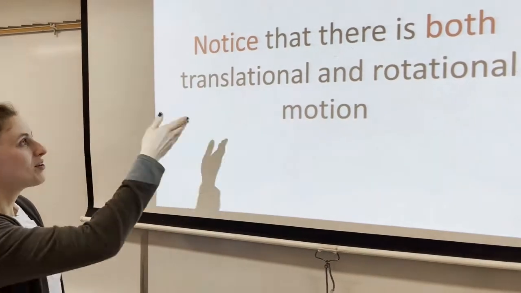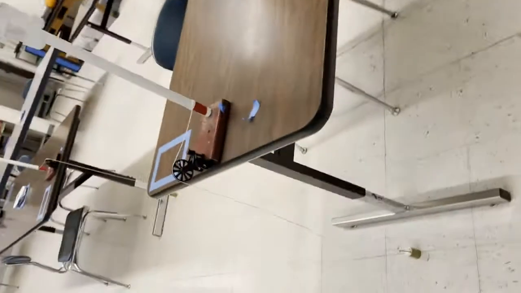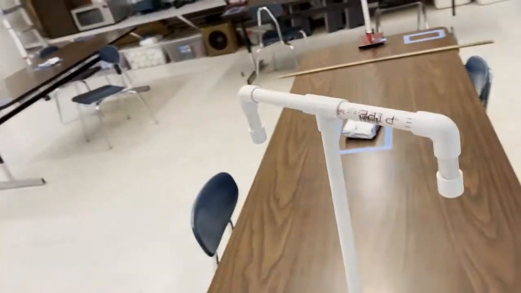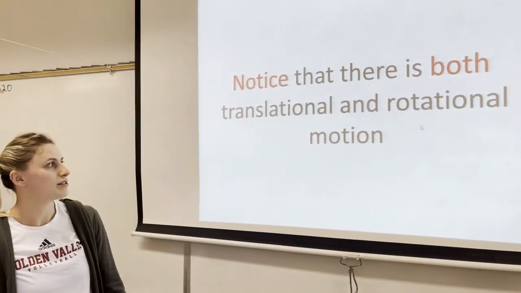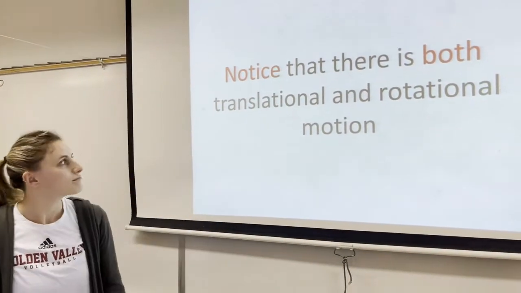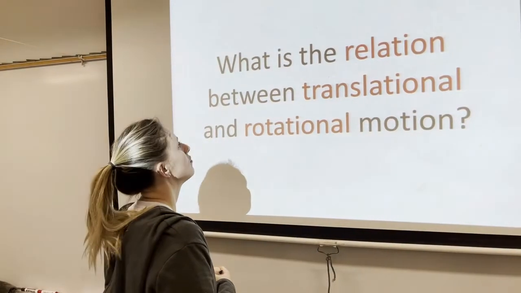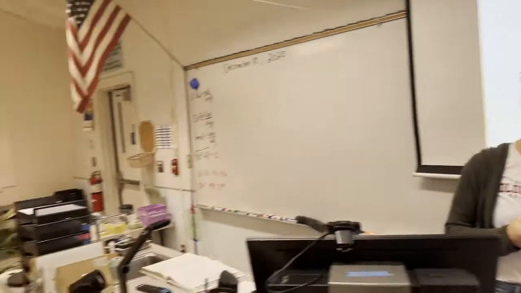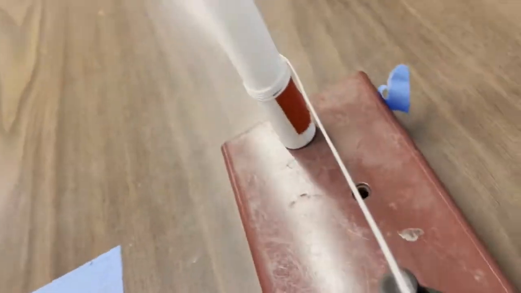Okay, so notice how there is both a translational and rotational motion. There's a straight line that the string makes, and then this is going around and around. Translational: the mass falling straight down a straight line. Rotational: the T is spinning. What is the relation between translational and rotational motion? Well, where is the change from one to the other? It happens right there.